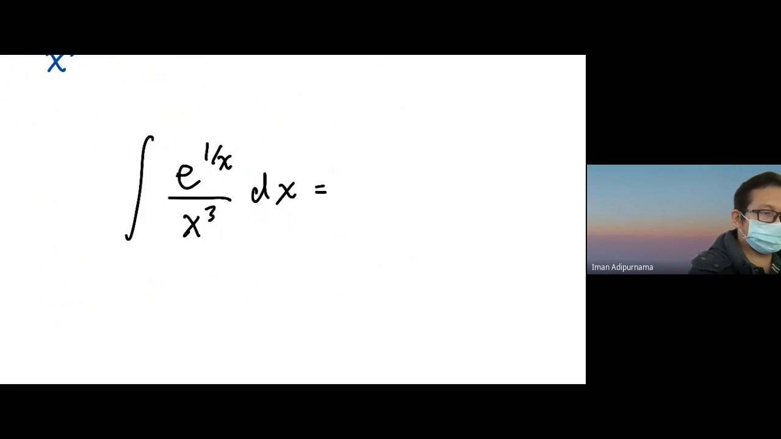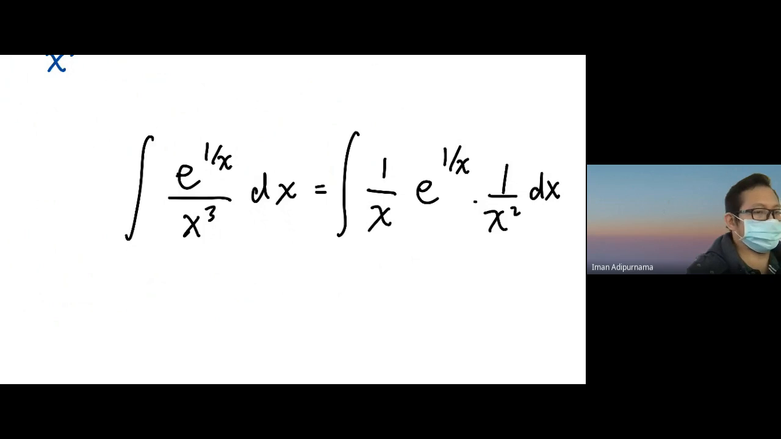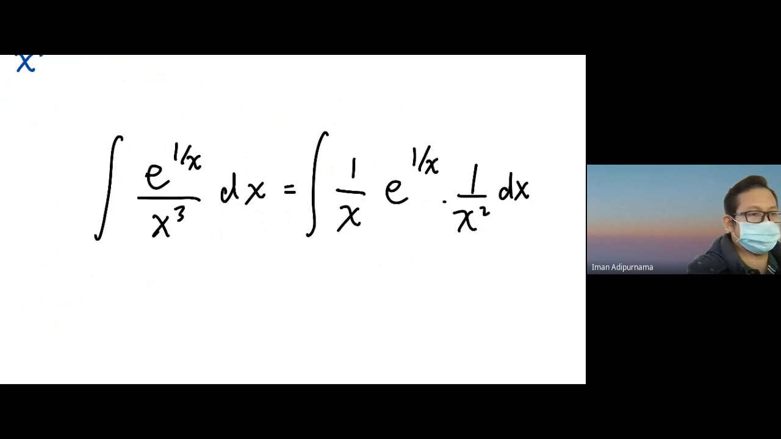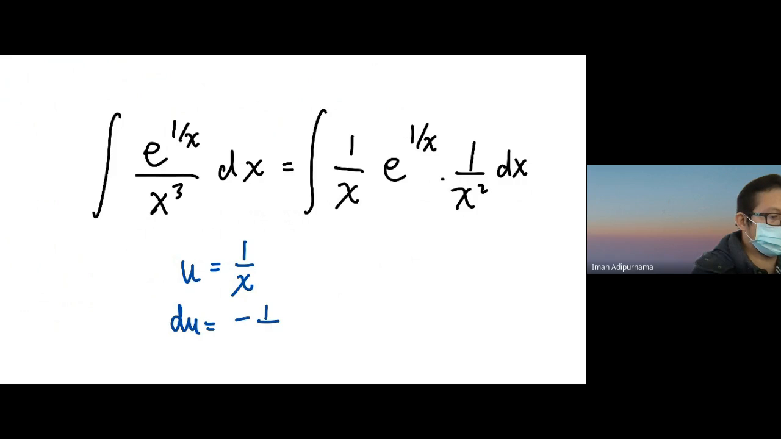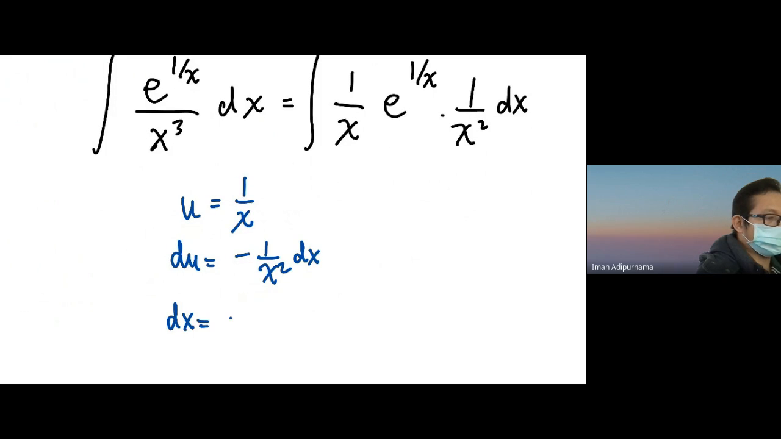So we can try to write down 1 over x, and then e to the 1 over x, and then 1 over x squared dx. So we can try to break this down first. And then maybe we can try to differentiate here and get negative 1 over x squared dx, and we have dx is negative x squared du. So basically we can cancel the x squared and put the negative, right? So I think we can start doing that.